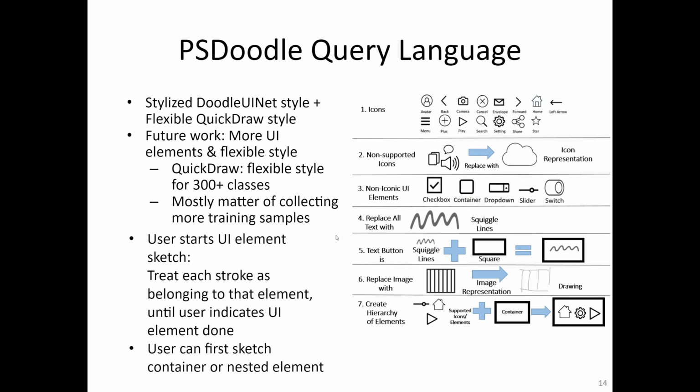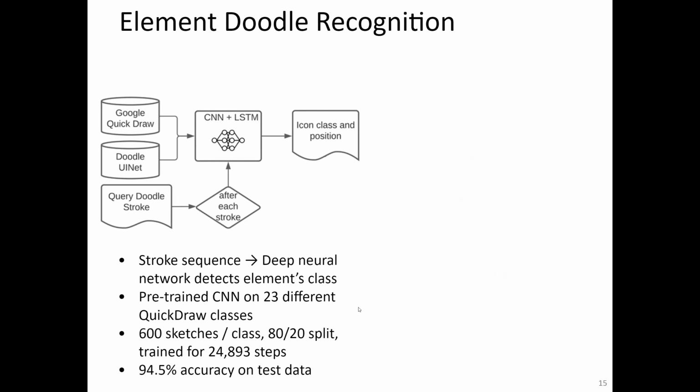So when the user starts to draw a sketch, we treat each stroke as belonging to a class until the user finishes drawing that UI element. And right now our tool recognizes these icons or non-iconic UI elements. It also supports some nesting, like putting other UI elements within a container, or compound UI elements like a text pattern, where you draw a container and within that container there's a squiggly line.